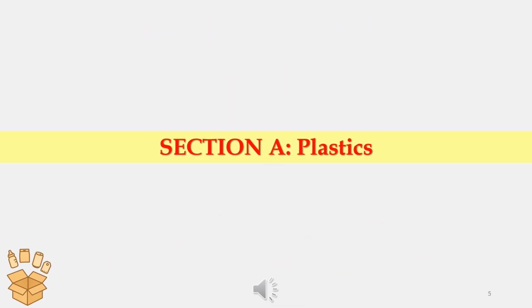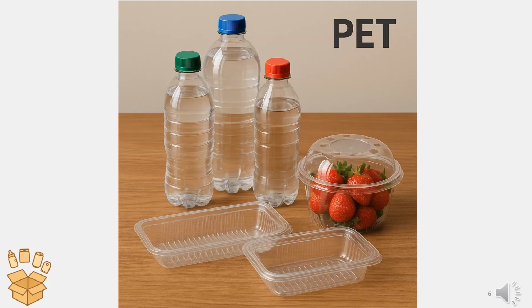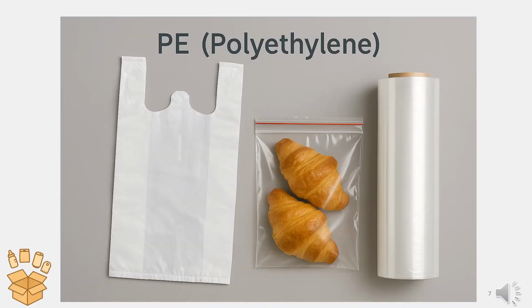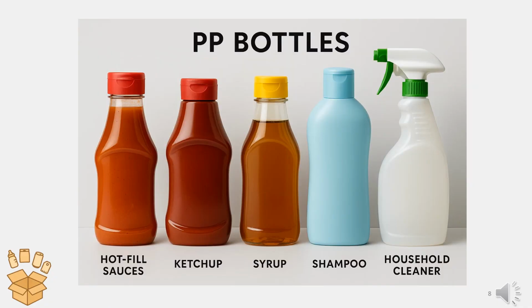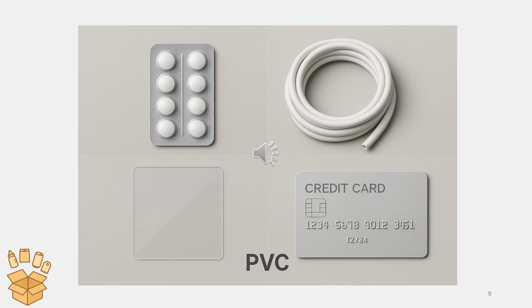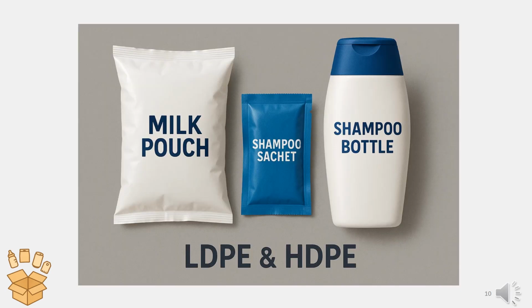Section A is about plastics. Products made from PET, products made from PE, products made from PP, products made from PVC, products made from LDP and HDP.